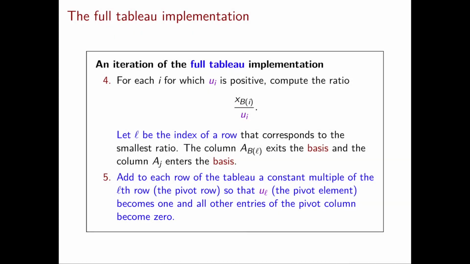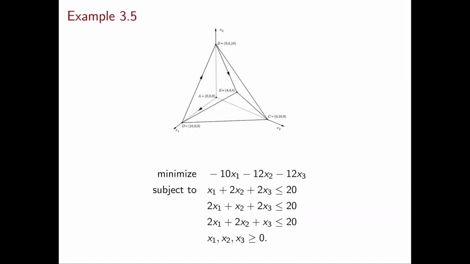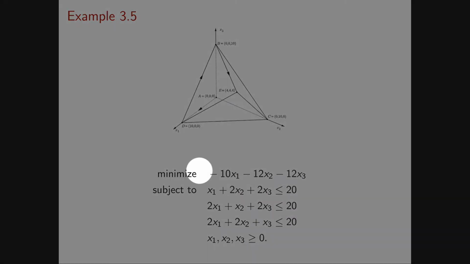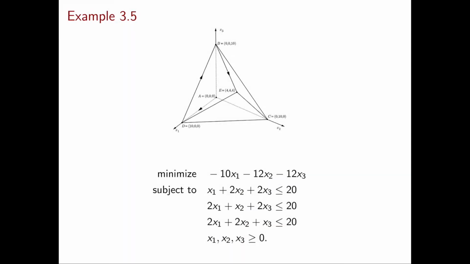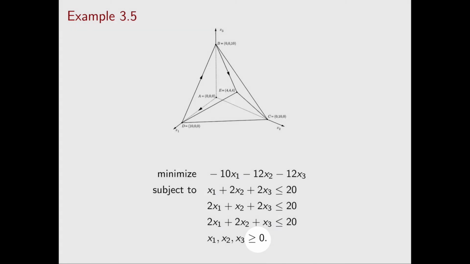Now that we've seen in detail an iteration of the full tableau implementation, let's immediately see an example. This is the linear programming problem that we consider in this example. So we minimize minus 10x1, minus 12x2, minus 12x3. The constraints are x1 plus 2x2 plus 2x3 less than or equal to 20, 2x1 plus x2 plus 2x3 less than or equal to 20, 2x1 plus 2x2 plus x3 less than or equal to 20, and x1, x2, x3 greater than or equal to 0.